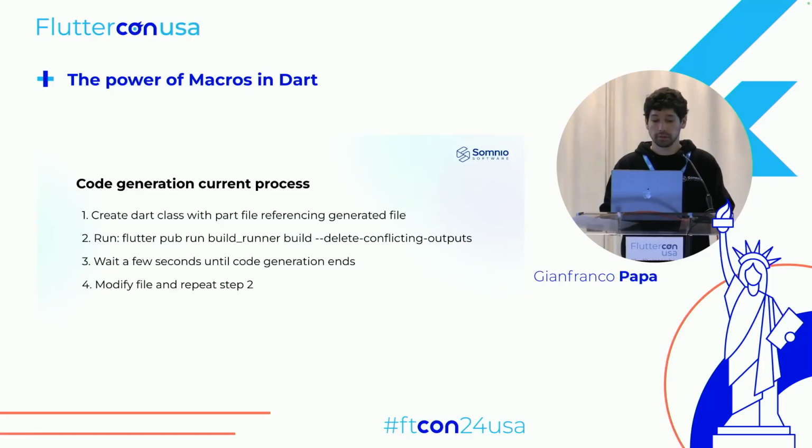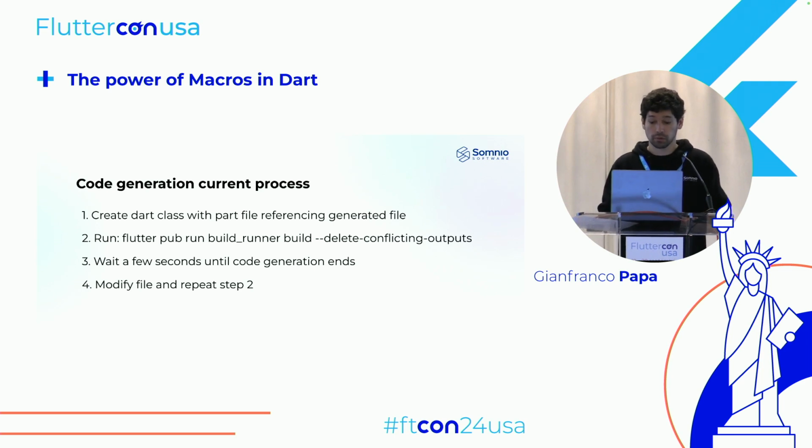Even though it's something we are used to and familiar with, it tends to grow, right? Apart from that, we need to add dependencies: JSON annotation, build runner, JSON serializable, some of them in dev dependencies, some of them in dependencies. So the current code generation process, for this particular case, is creating a Dart class with a part file referencing the generated file. Then the first time we need to run flutter pub run build_runner, so we can build the whole generation.